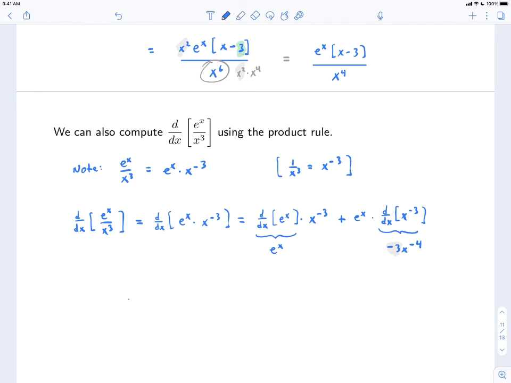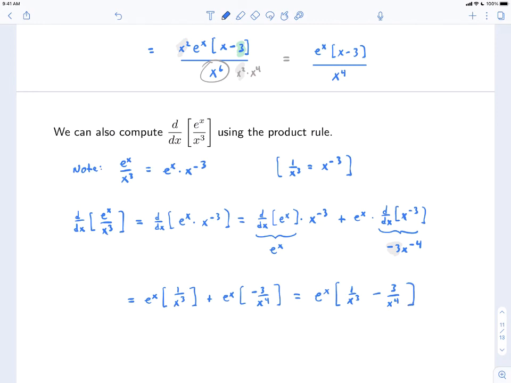So this derivative is equal to e to the x times, and let's just write it as 1 over x cubed now, plus e to the x times negative 3 over x to the 4. And let's factor out that e to the x. We'll have e to the x times 1 over x cubed minus 3 over x to the 4.